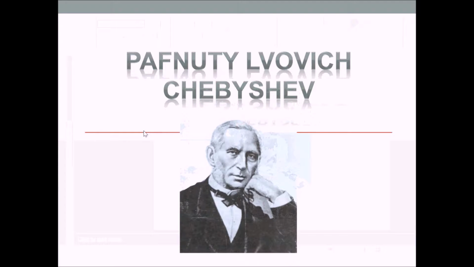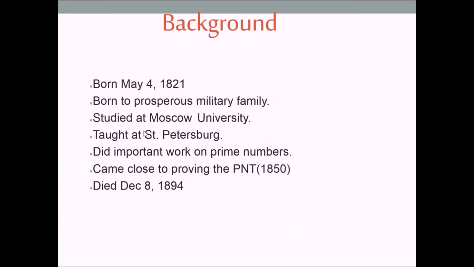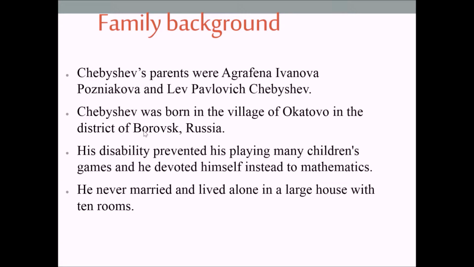Pafnuty Chebyshev. He was one of the greatest mathematicians of his time. He was mostly known for his work on prime numbers, and he even came close to proving the prime number theorem. He was born on May 4th, 1821, in a military family. He studied at the University of Moscow and taught at St. Petersburg. He died on December 8, 1894.